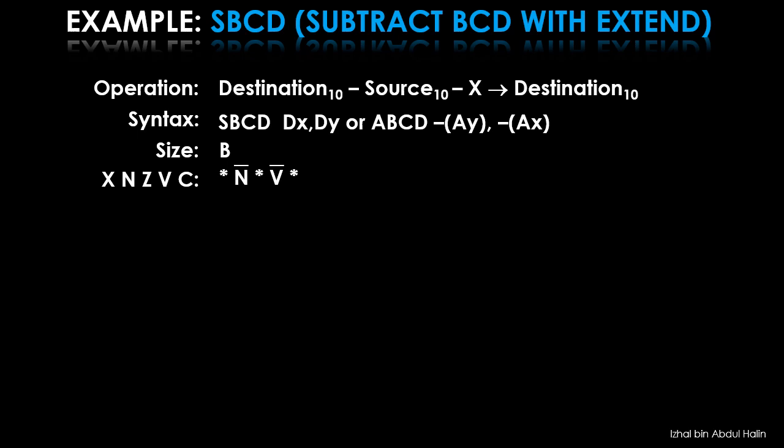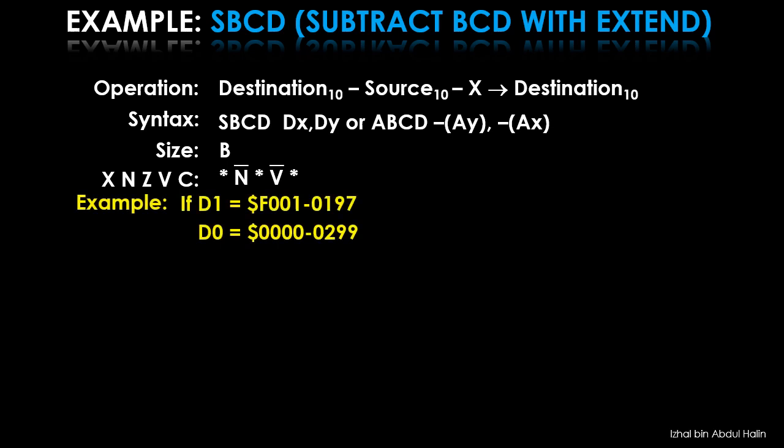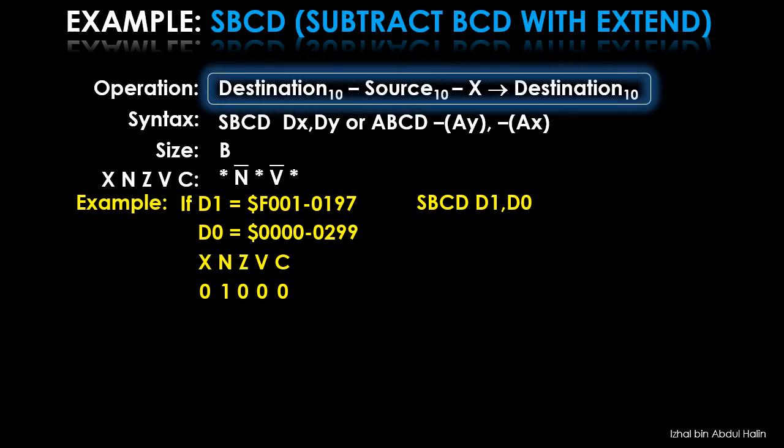Now for an example. Let us assume that D1 contains the long word value of F00100197. D0 contains the long word value of 0000299. The status register's flags at this point is 01000. The instruction to be executed is SBCD D1, D0. According to the operation, the contents of D1 and the value of the X flag is subtracted from the contents of D0. The result will be stored in D0.